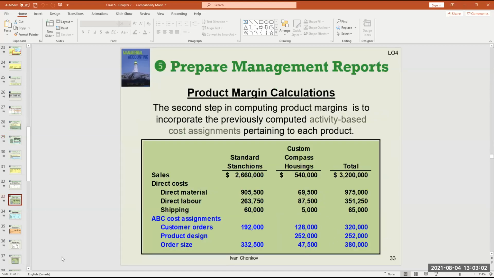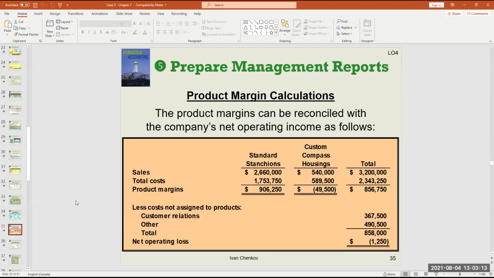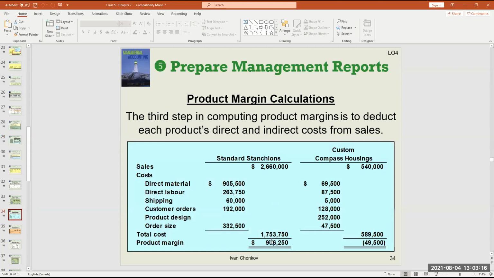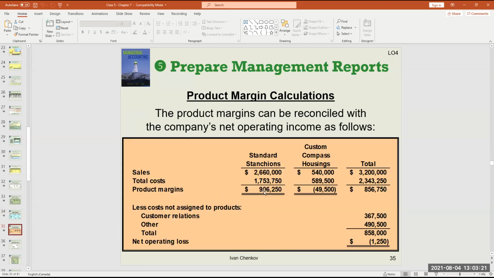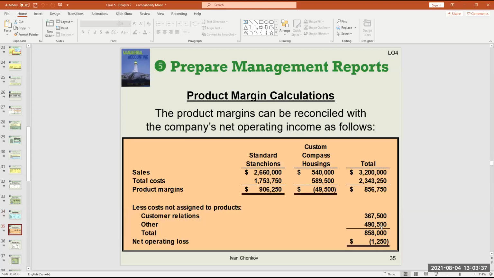Once we assign those costs, we can come up with the product margin calculations for those two products. And if we continue one step further, once we have the product margins, here we can get the sales, product cost, total margin. Then customer relationship, other cost, because we're not allocating the customer relationship here anyway. Other cost, and we come up with a net operating income.